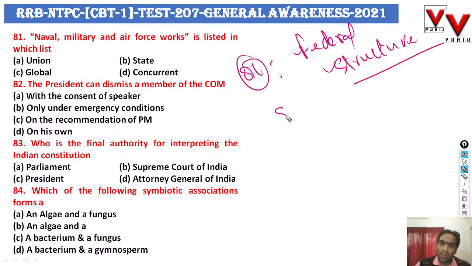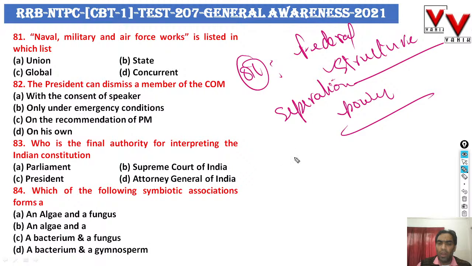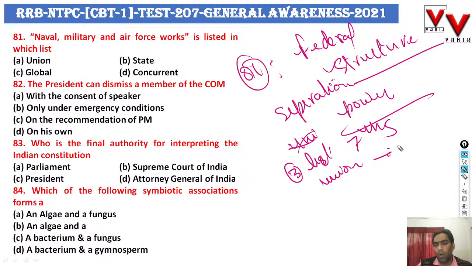What is the meaning? That there is separation of power between the center and the state. And for ensuring the separation of power, there are three lists mentioned in the seventh schedule of the constitution. One is known as the union list. In case of the union list, only the parliament has the power to make the law on the subjects mentioned in the union list.